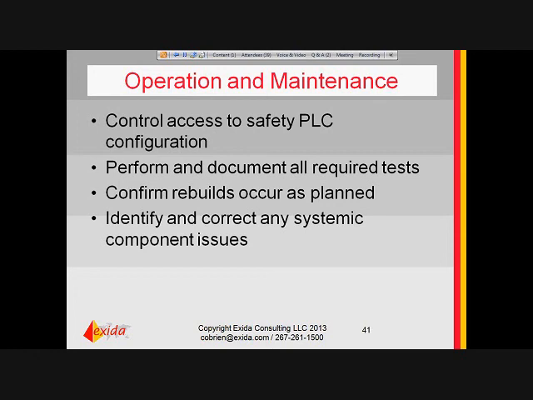It's important to perform and document all the required tests, and that can be proof tests, and follow up on those issues or any diagnostics that are enunciated. Be sure that they're corrected. Confirm that rebuilds occur. If you're taking credit, let's say you have a 30-year mission time, but you're taking credit that every 5 years or every 10 years you're going to rebuild a certain part of the system, make sure that they occur, because the reliability model won't be correct if they're not.